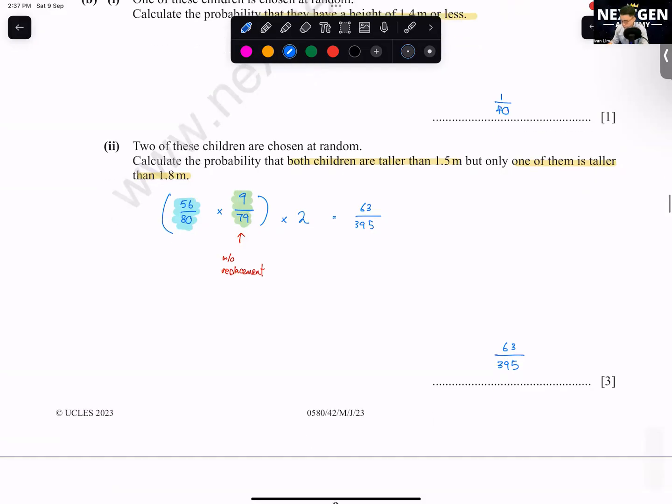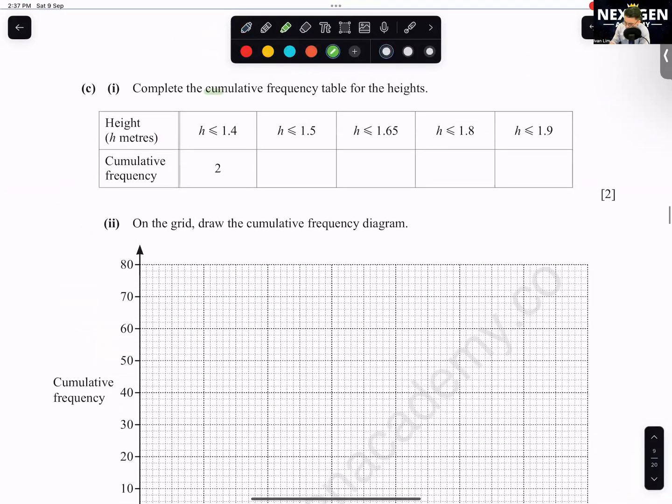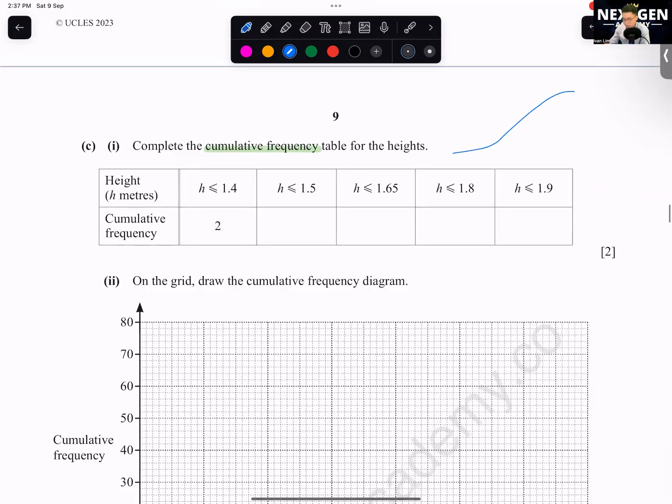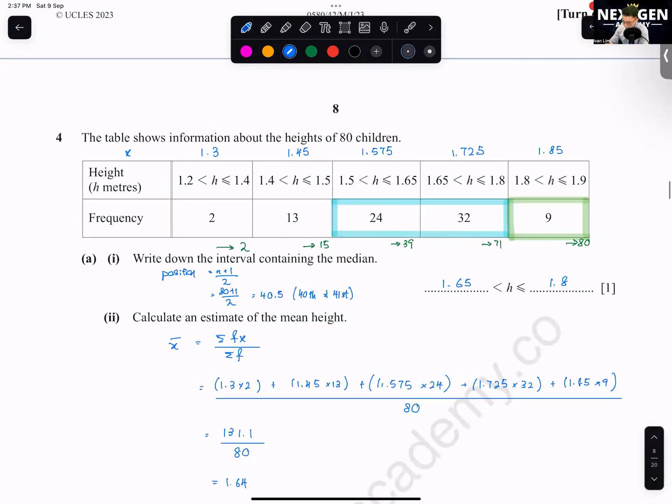Okay, let's go to question C. Look over here. They say this is a cumulative frequency. So we need to know clearly the statistic method. So cumulative frequency, this one I call it the sexy curve. It needs to give you a general shape of like a sexy curve like that. So how to do cumulative frequency? Just now, you just add up all the values which I already calculated here. This is the cumulative frequency value.